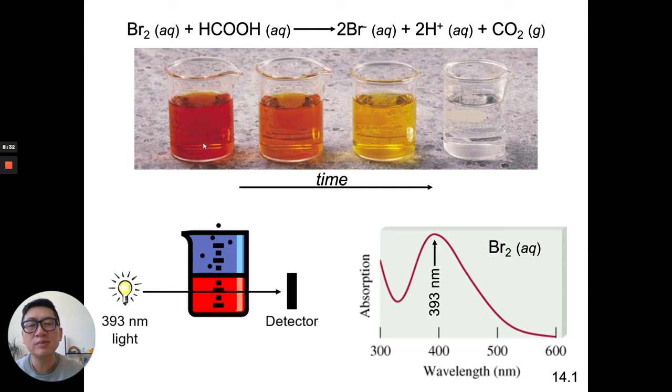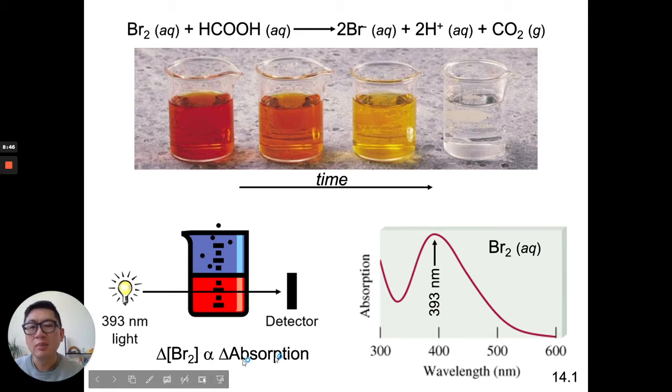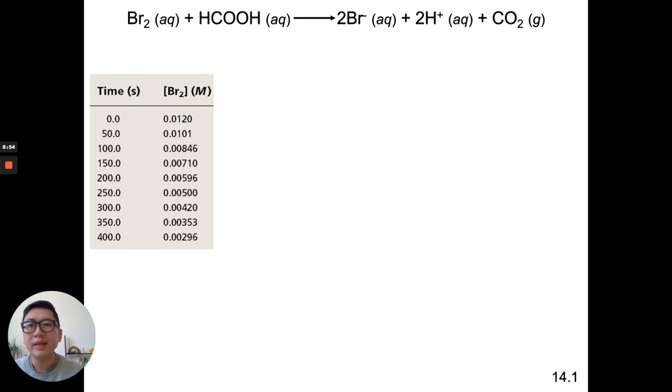Because if it's absorbed, then there will be less of it detected. And if there's less of it absorbed, then most of it will be detected. So because the bromine concentration is just proportional, that's what that little symbol means, proportional to the amount of absorption. The more you have, the more will be absorbed. The less bromine you have, the less of it will be absorbed. So in a way, we can calculate in time how much bromine we have as time goes on.